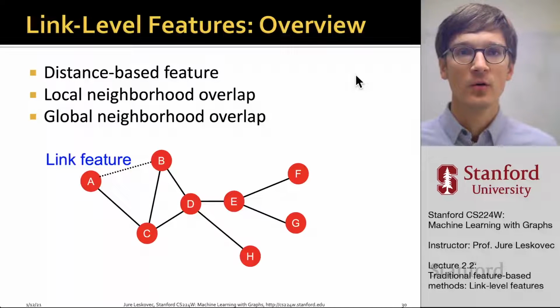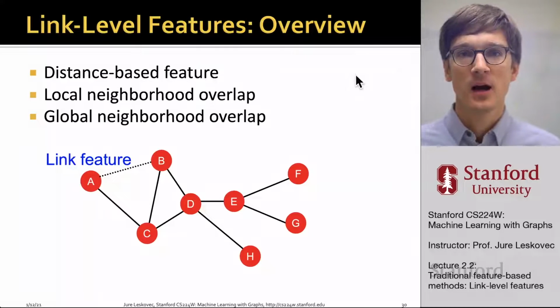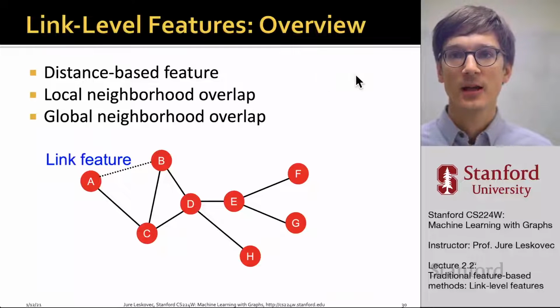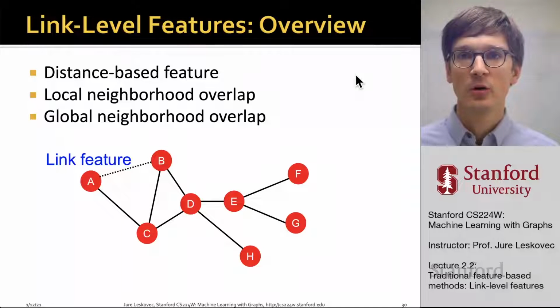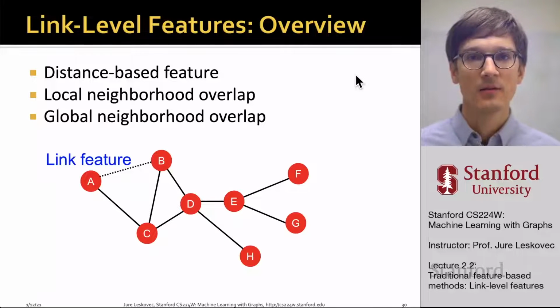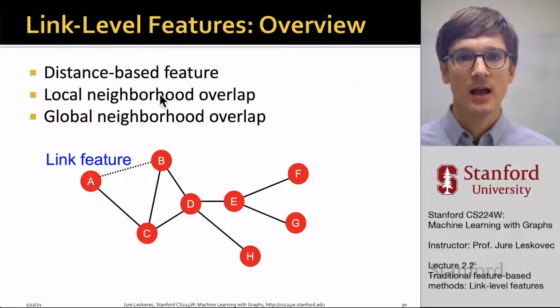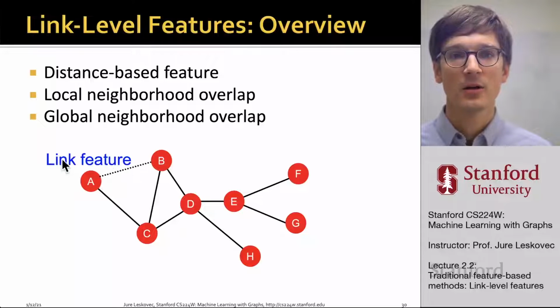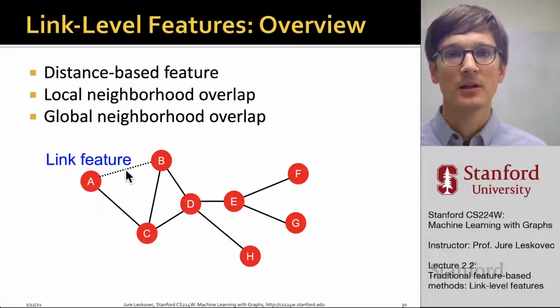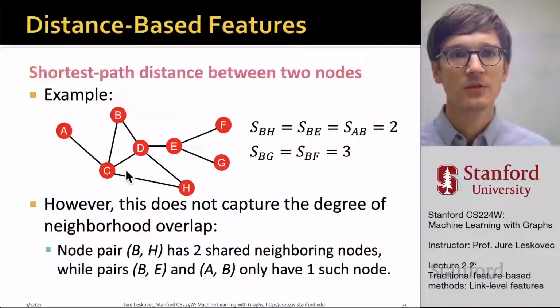We are going to review 3 different ways to featurize, or create a descriptor of, the relationship between two nodes in the network. We are going to talk about distance-based features, local neighborhood overlap features, as well as global neighborhood overlap features. And the goal is that for a given pair of nodes, we are going to describe the relationship between the two nodes, so that from this relationship you can then predict or learn whether there exists a link between them or not.